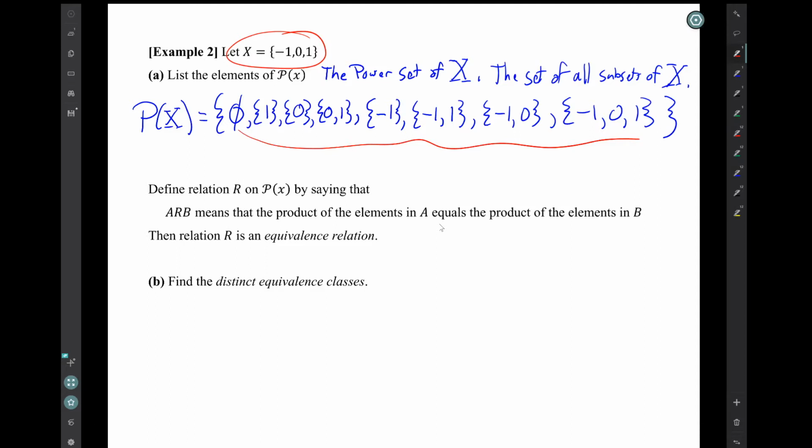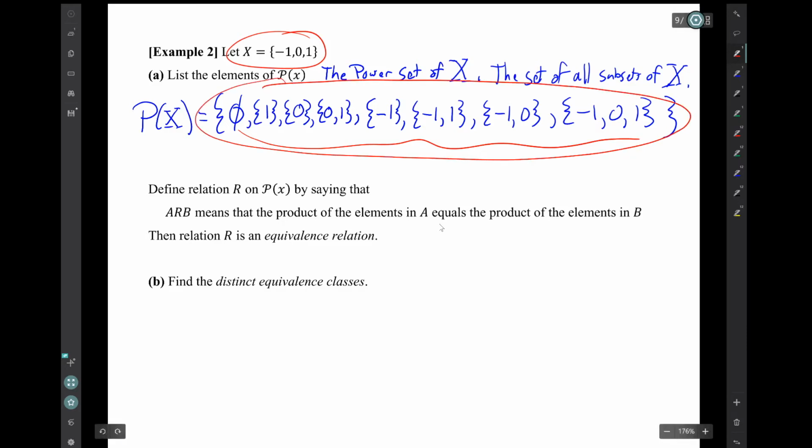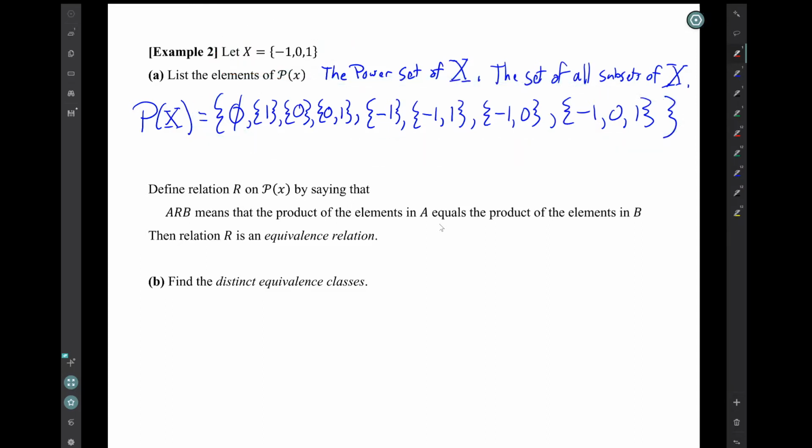But if you want to, you can pause this video and double check that every possible subset of set capital X is listed there. Now we have a typo here. This should say P of capital X. Define a relation R on that set by saying this. A R B means that the product of the elements in set A equals the product of the elements in set B. Then that relation is an equivalence relation.